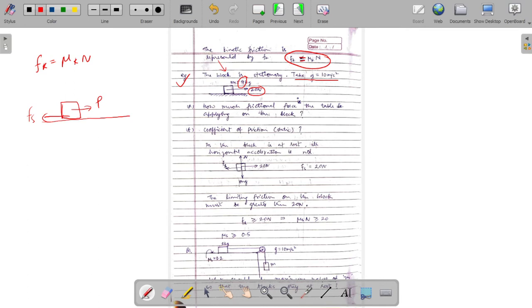It is given to us that the system is at rest. So since the system is at rest, that means the applied force has to be equal to the force of static friction. So that means static friction force is equal to 20 newtons. So how much frictional force is the table applying on the block? That force is 20 newtons.